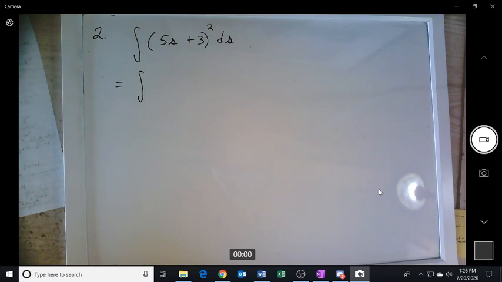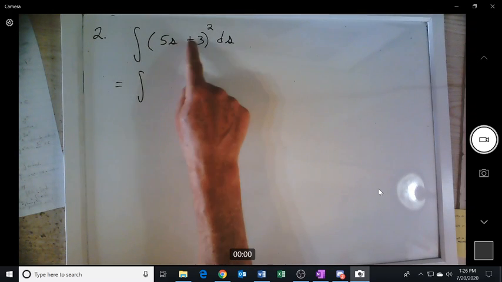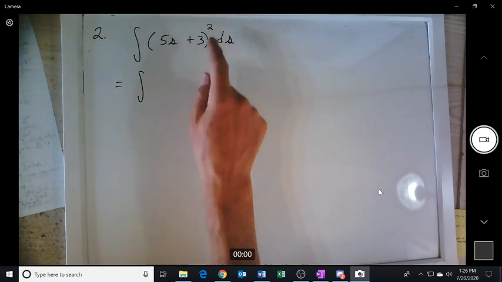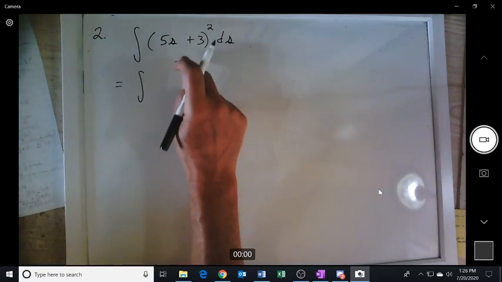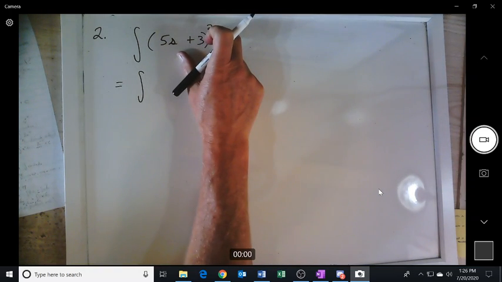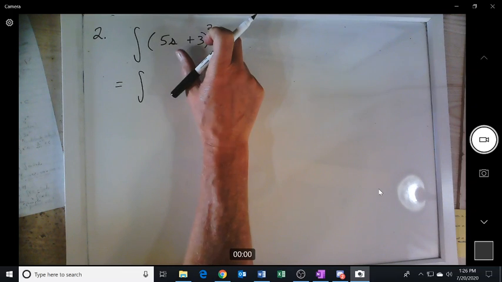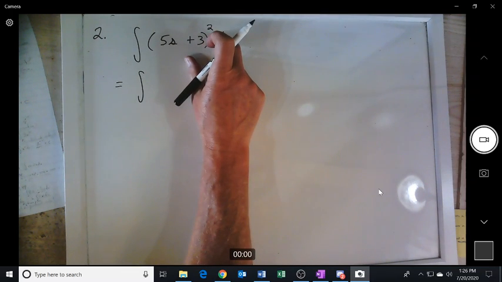For derivatives, we always get 1 power less. So for antiderivatives, we're going to get 1 power more. So the highest power on the S here is squared. So in the end, we're going to get cubed. Okay? Now, if you did this one without trying to FOIL this out though, it's not going to work for us.